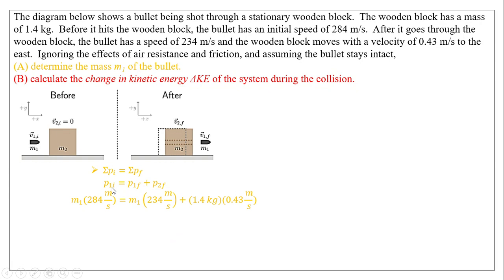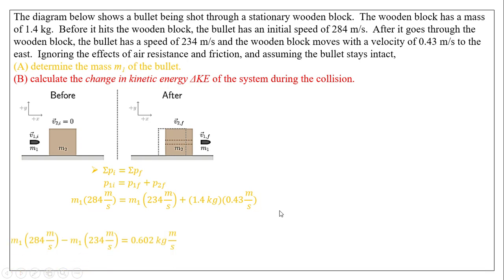Here, I'm just going to plug in values that are given to me. M1, I don't know what it is. That's the mass of the bullet, which I'm trying to find. The initial velocity of the bullet is 284 meters per second to the right. And then P1F, once again M1, I don't know, so I kept it as M1. I do know the velocity of the bullet is given as 234 meters per second once it passes through the block. And then P2F is M2 V2F, M being 1.4 because the mass of the block is given. The problem states that the velocity of the block is moving eastward at 0.43 meters per second, so that's a positive value.